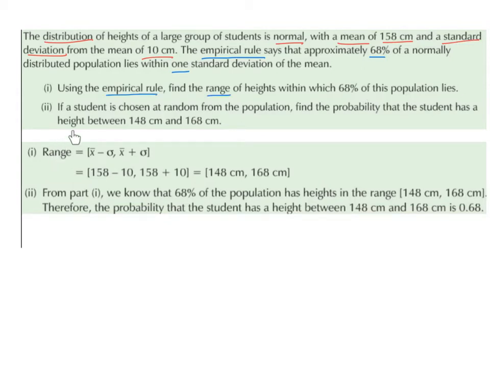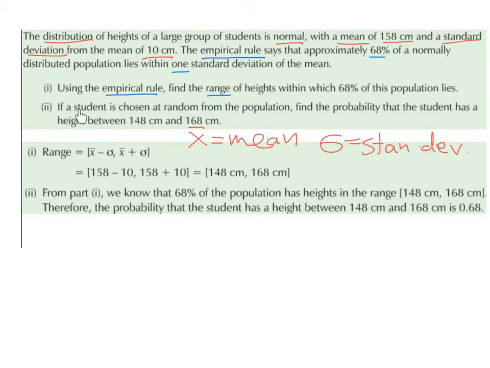So the range is going to be x bar minus the standard deviation, so the mean minus the standard deviation, comma, x bar plus the standard deviation, so the mean plus the standard deviation. So remember, the mean was 158. We got that from the question. And the standard deviation was 10. So it's going to be 158 minus 10, comma, 158 plus 10, which gives us 148, comma, 168. Make sure you've got square brackets around it.